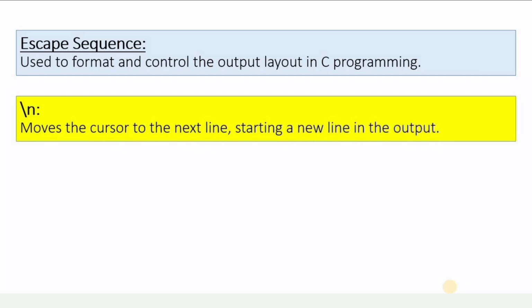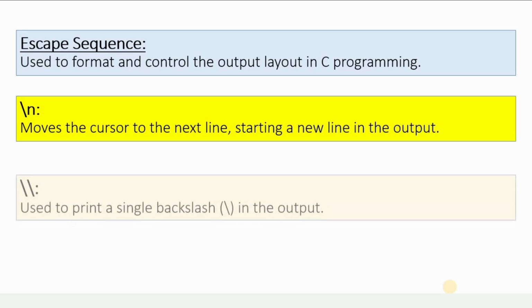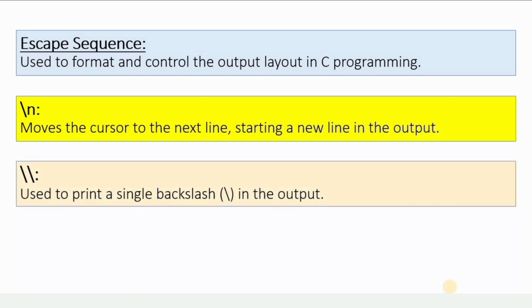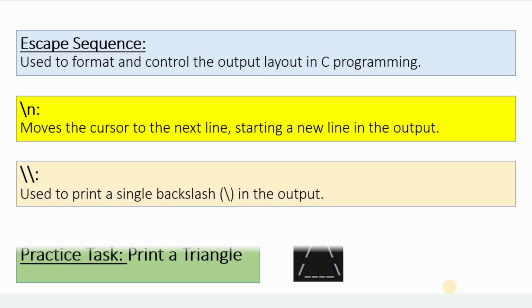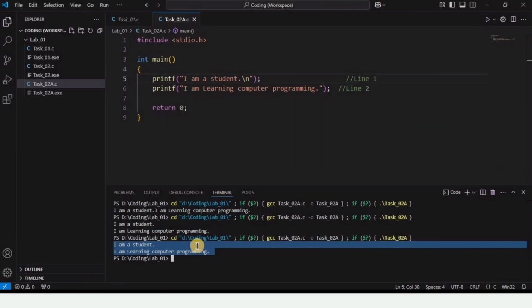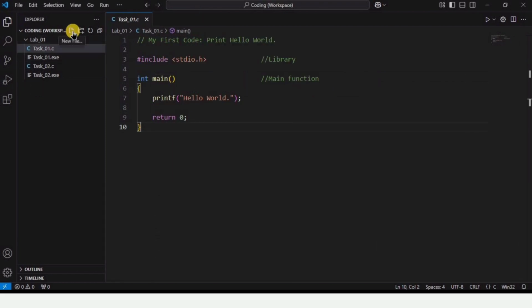First is \n. In order to move to the next line in the terminal, or you can say in the output, we use \n. And in order to print a single backslash in the output, we use a double backslash. We will do a task in which we will be printing a triangle using these escape sequences. But before doing this task, we will be doing a simpler task in which we will be printing two sentences on two different lines. So let's begin.